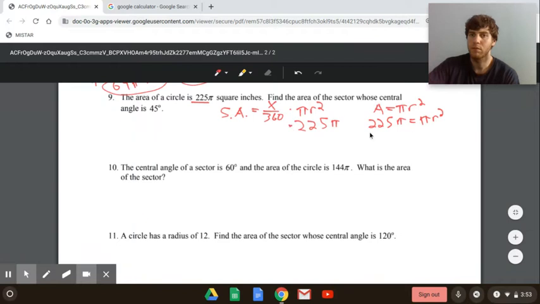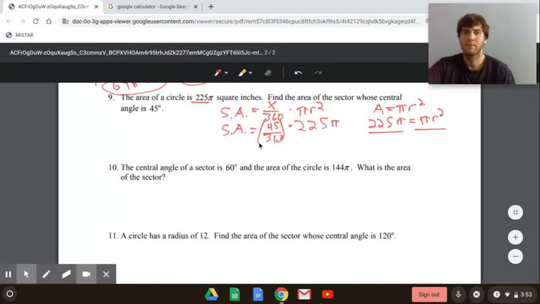Okay, right? 225 pi equals pi r squared. It's just the area. Again, if it makes more sense for you to write A there instead of pi r squared, that's fine. Pi r squared is the area. All right, and then our central angle is 45, so we're doing 45 out of 360. Right, and there's our formula then to find the sector area that we're looking for. Right, and again, your units would be inches squared.